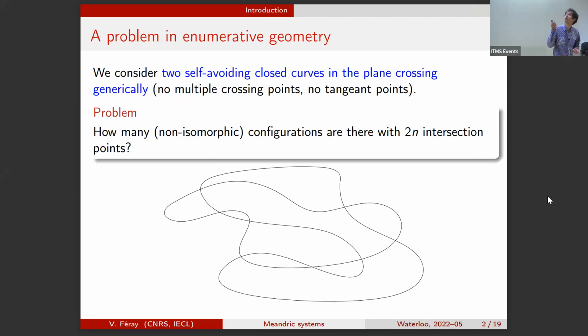Of course, one clear invariant is the number of intersection points. If you do continuous deformation, you don't change that. But with a given number, how many such configurations are there? Like this, it looks really like a geometric problem, but we'll see in the next slide that it can be translated into a much more combinatorial problem with some non-crossing matchings, objects we are more familiar with in this community. So that's a picture of two such curves.